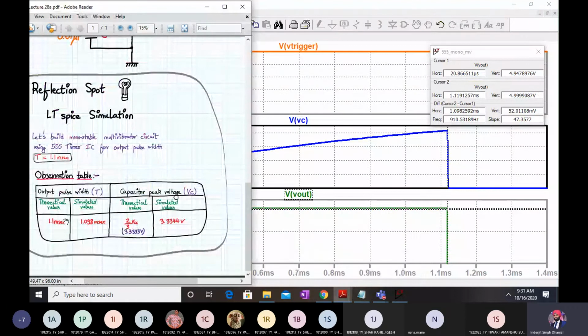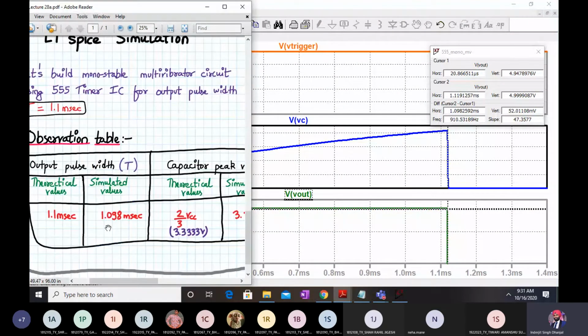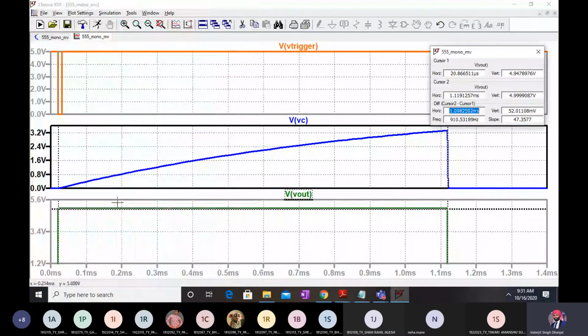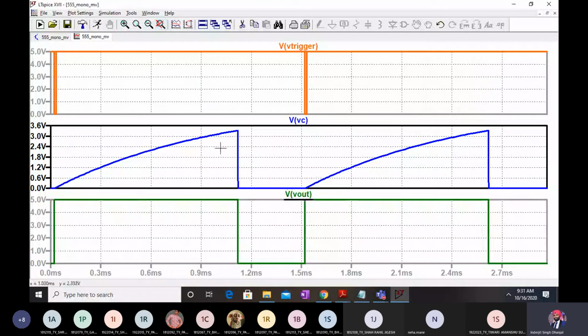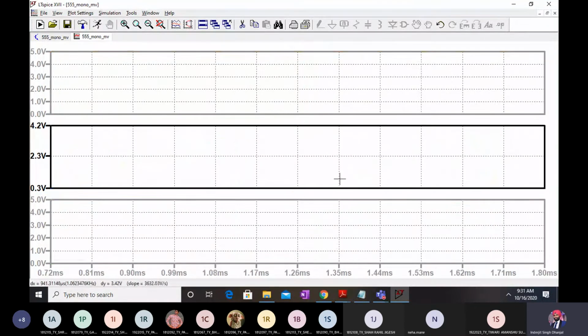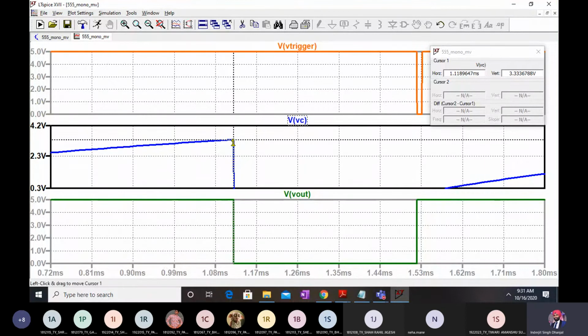In the observation table we designed it for 1.1 millisecond, and we are getting around 1.098 millisecond. So that's quite close, very much nearby. So we are successfully getting a pulse width of 1.1 millisecond. Now the second thing is I want to check the maximum value my capacitor voltage will reach. For it I'll expand this section, place my cursor over here and put it over here to check the maximum value.